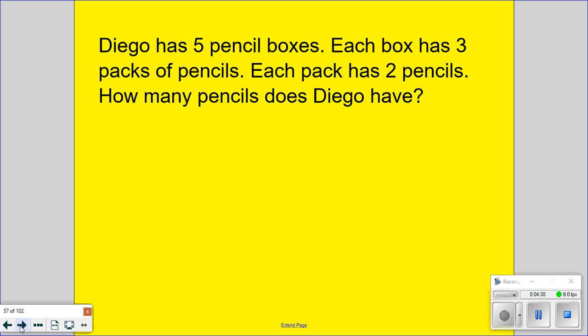I'm going to read it one more time. I want you to think about what's happening. Diego has 5 pencil boxes. Can you imagine what 5 pencil boxes look like? Okay. Each box has 3 packs of pencils. Can you imagine 3 packs of pencils? Each pack has 2 pencils. Can you imagine each pack having 2 pencils in it? All right. What am I counting in this problem?